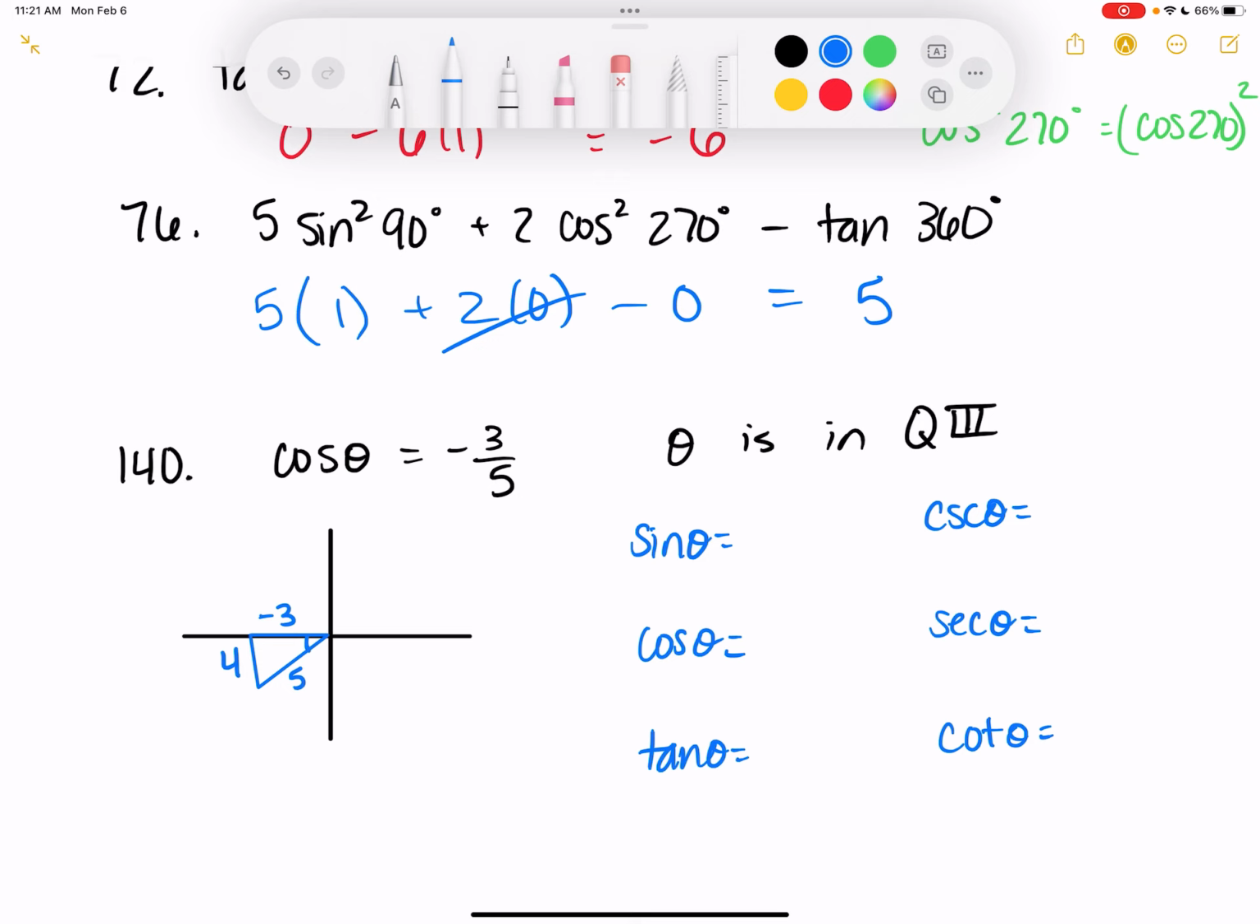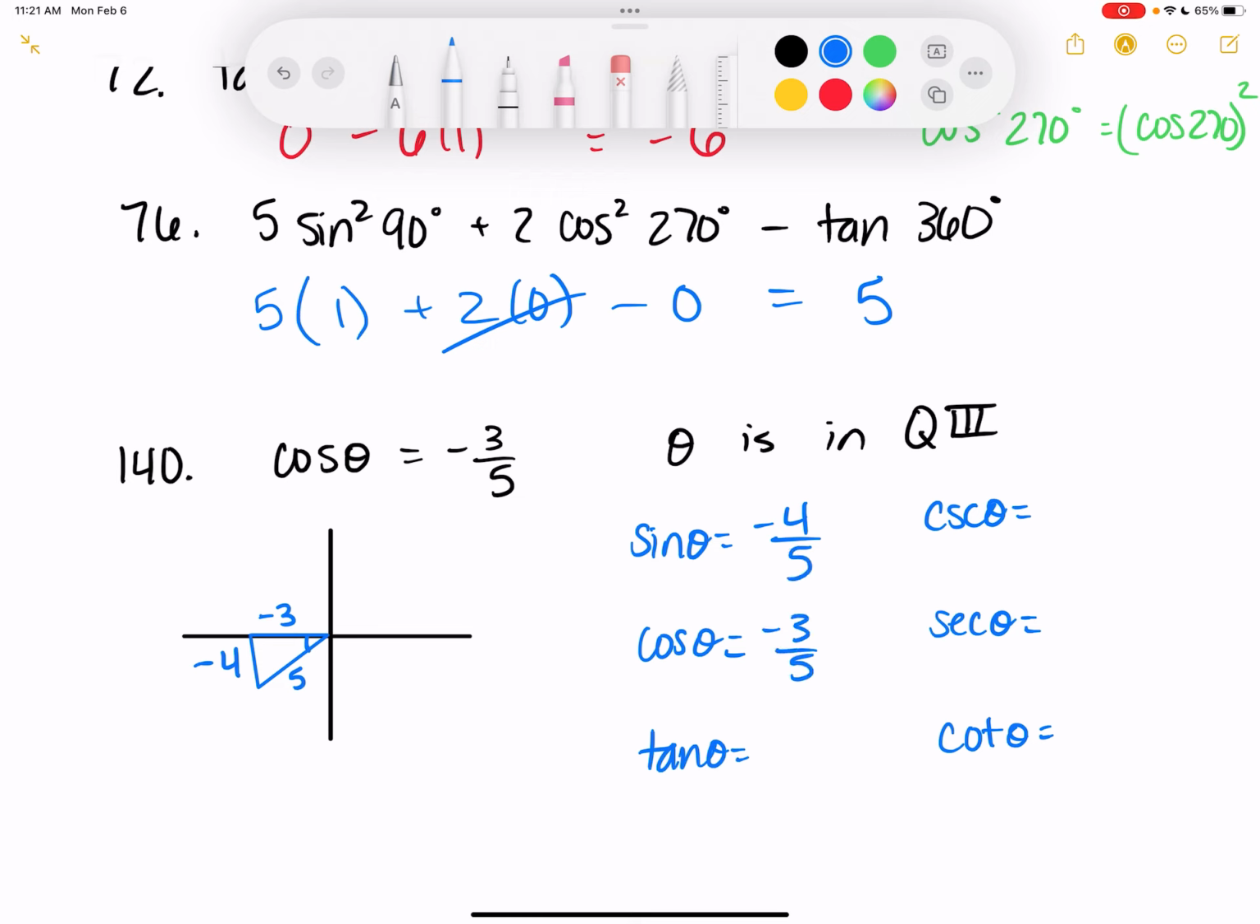So sine of theta is... Yeah, that also led me to remember to remind you of something. This value is 4, but because it's going down, it's negative 4. So negative 4 over 5. Cosine was given to us, so we already know that one.